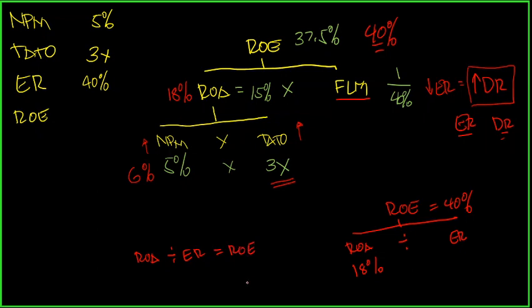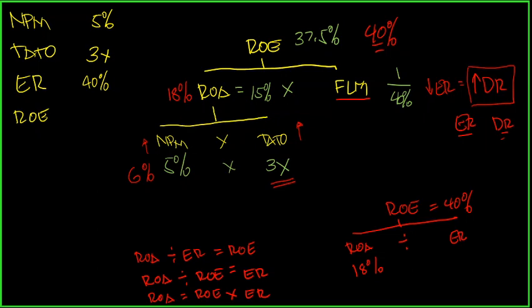Tama po ba? Tama, di ba? So, if you're going to divide that, another way to understand this, if we are looking for your equity ratio, is by simply dividing ROA divided by ROE equals your equity ratio. And to check if your answer is correct, your return on asset should be equal to ROE times the equity ratio. Okay? So, tama po ba?